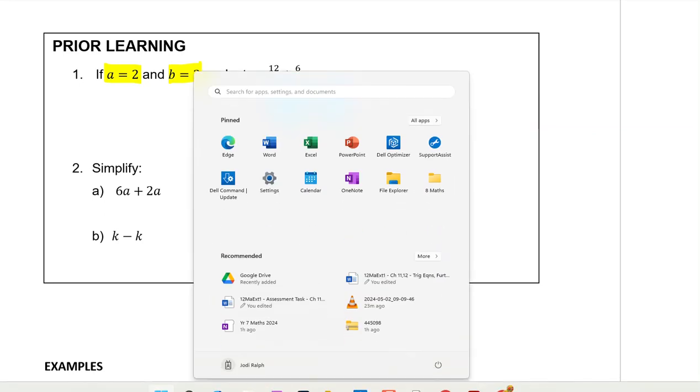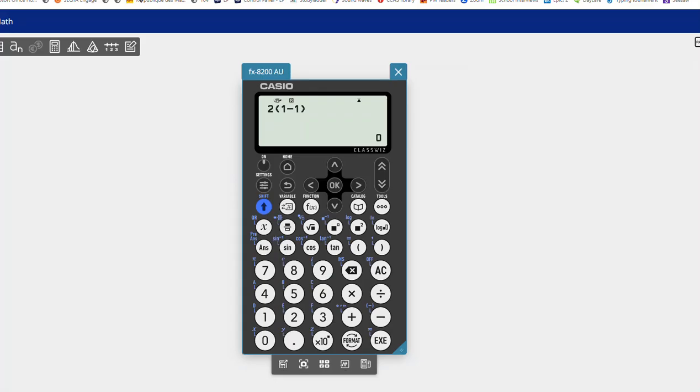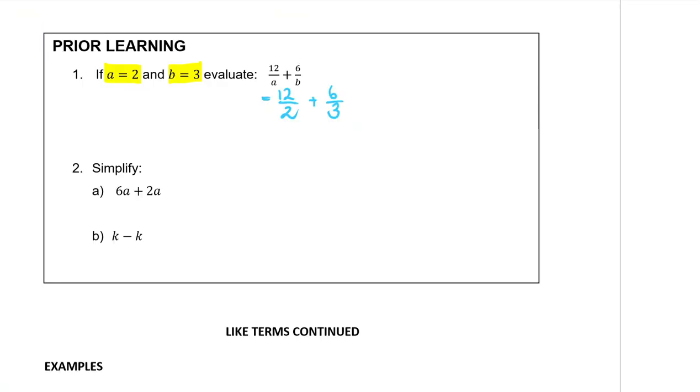Then you can type that into your calculator. So we have 12 fraction button 2, move the arrow across, then go plus 6 fraction button 3, press the execute, and we have our answer, which is 8.